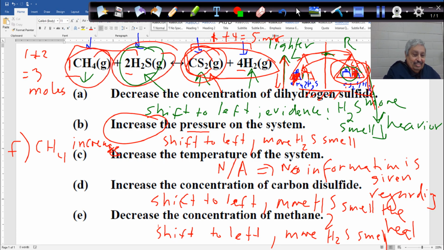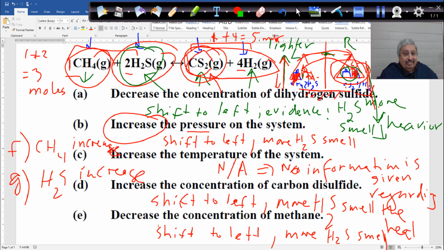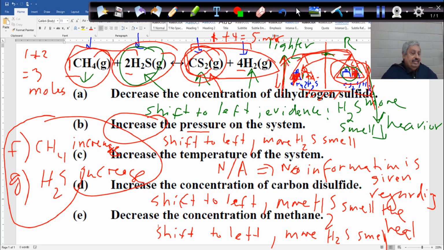If I increase H2S concentration, so I add H2S here, this arm will be heavier, and the shift will be to the right. So only those two conditions, increase the methane or increase the dihydrogen sulfide concentration, will shift the reaction where? To the right. Are you following?